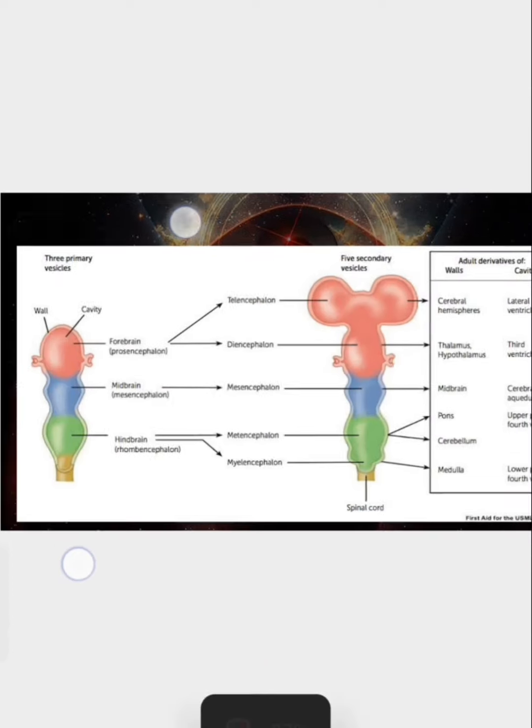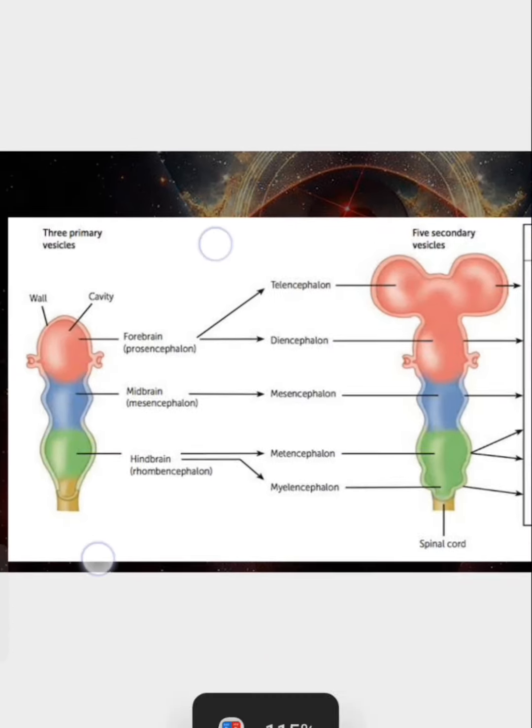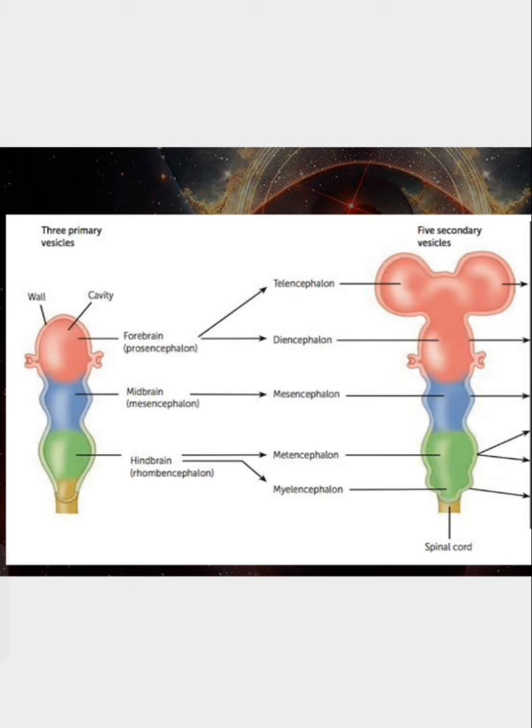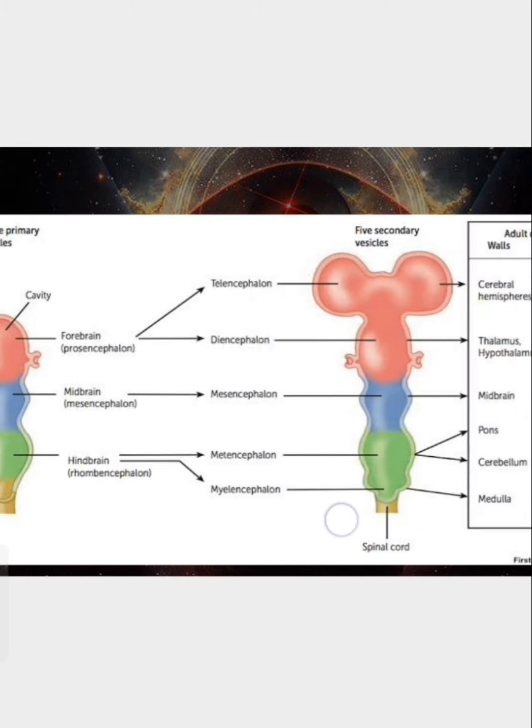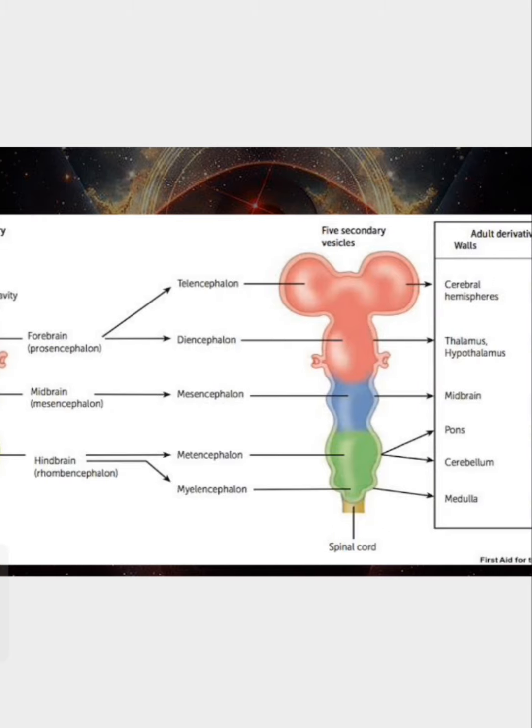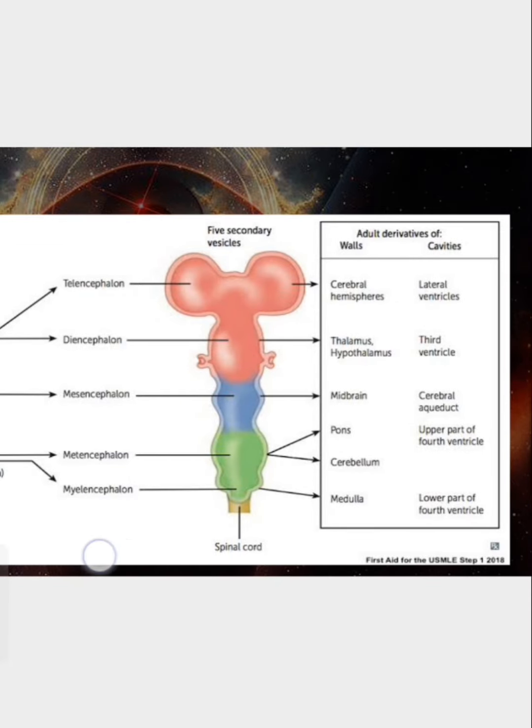I like this diagram for the very good understanding of various parts of the neural plate, how they differentiate into the prosencephalon, mesencephalon, hindbrain, and the structures derived from them. So prosencephalon develops into forebrain, midbrain. Mesencephalon develops into midbrain, and rhombencephalon develops into hindbrain. So prosencephalon shows two parts, telencephalon and diencephalon. Midbrain, mesencephalon, gives rise to midbrain and cerebral aqueduct.